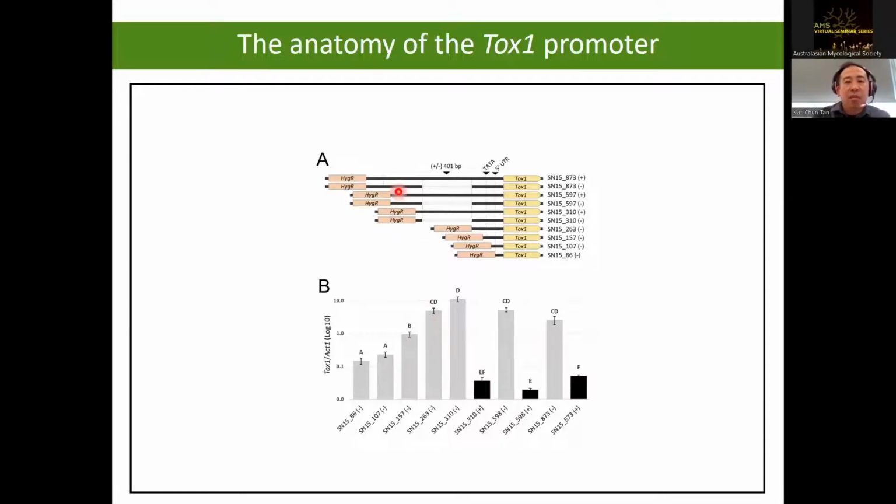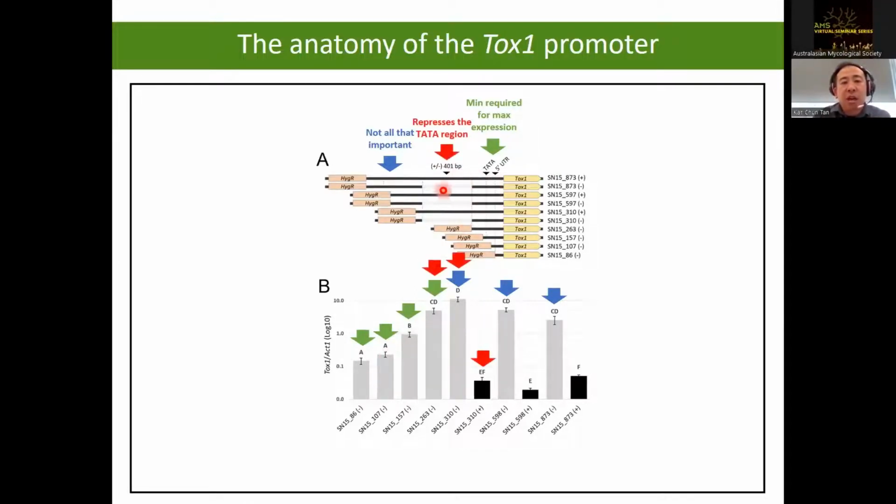So when we did promoter bashing, we noticed that this region over here isn't all that important for TOX1 expression. This region over here where the TATA element is located is important for maximum TOX1 expression. So if you remove the TATA sequence, which makes sense, the TOX1 expression goes down dramatically. What we have also shown is that this region over here appears to repress this region over here, so it's functioning as a repressor region. We hypothesized that there's a trans-acting element that binds here and represses whatever is happening over here.